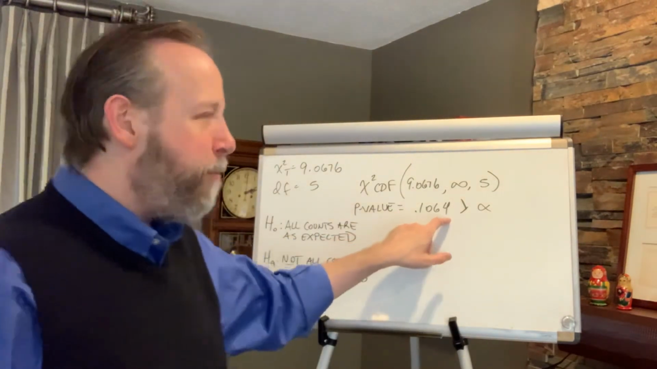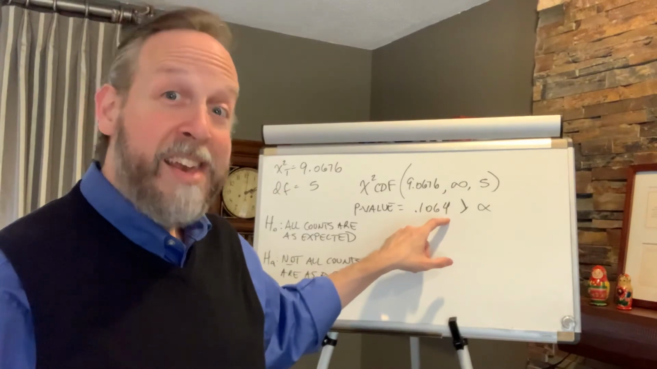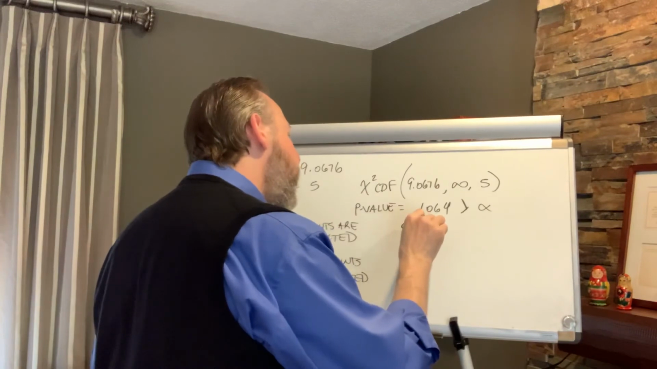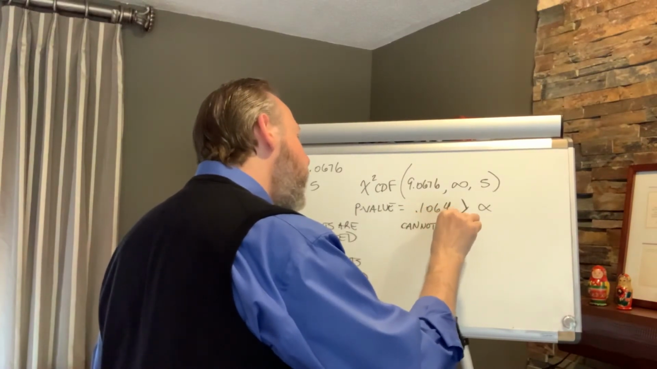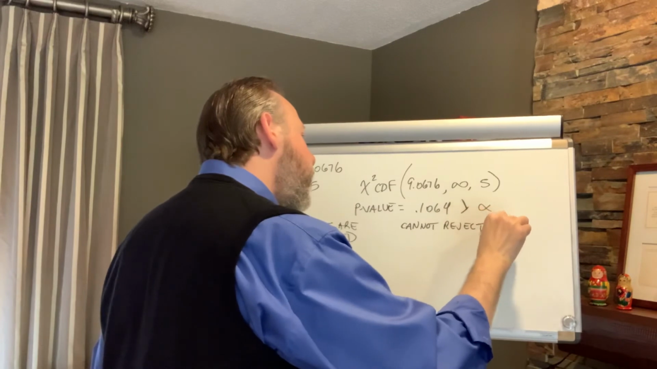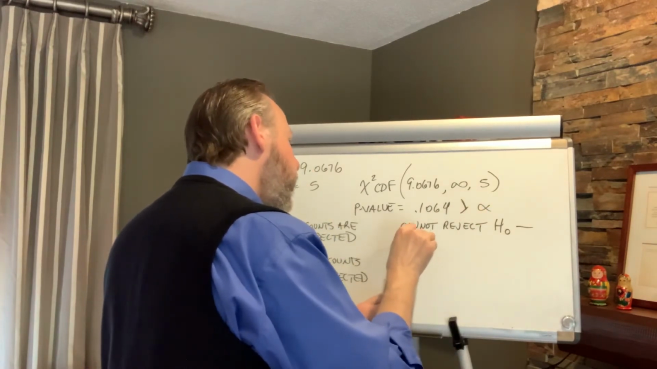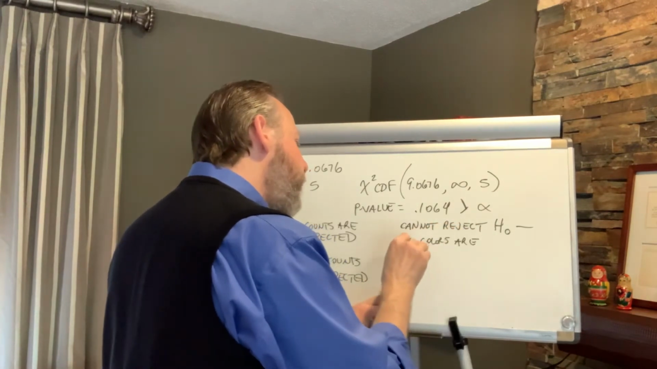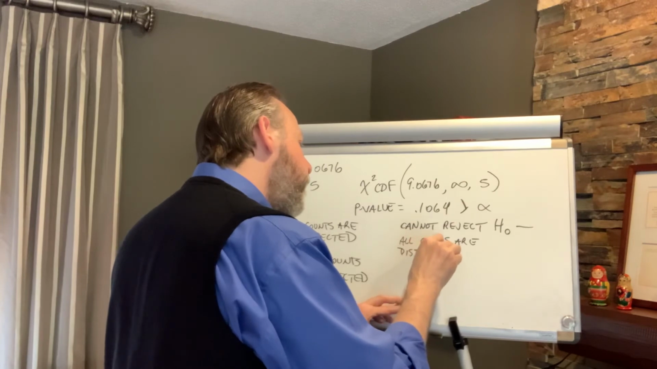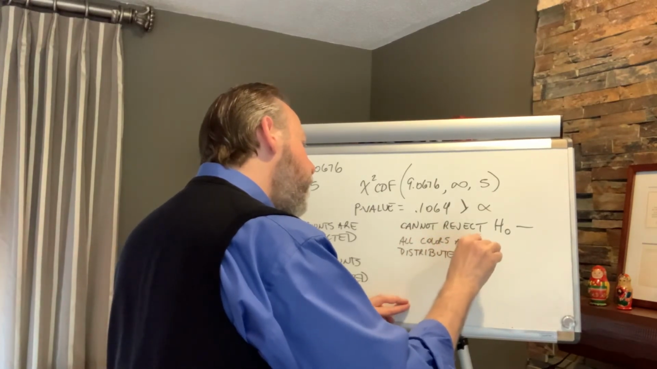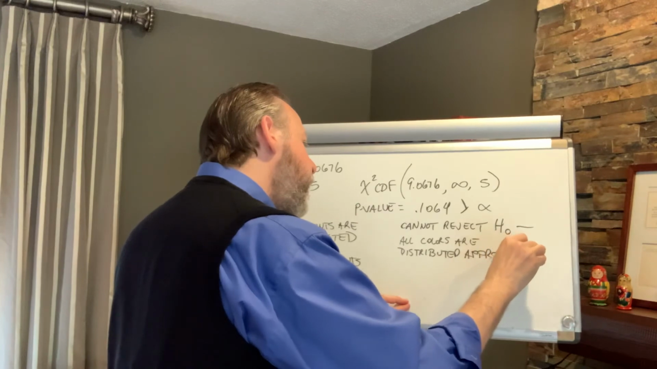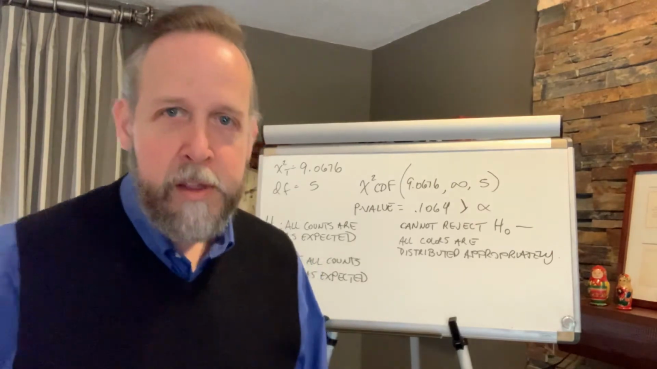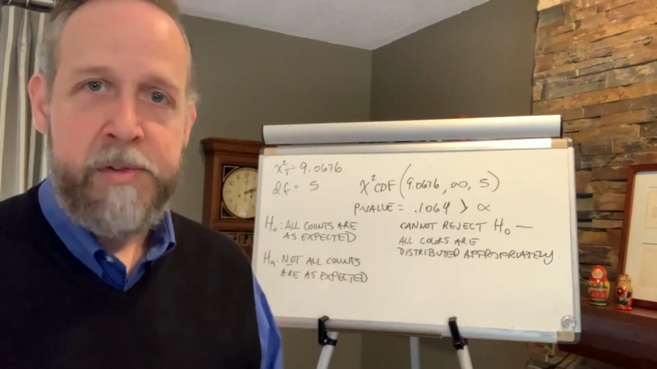Now, I have my null and my alternate. I know from experience that a p-value greater than alpha means I cannot reject my null. We cannot reject the null, which means all colors are, let's just say, distributed appropriately. Now, let's again understand what that means. We know that there were differences in certain colors. We understand that. It was obvious.